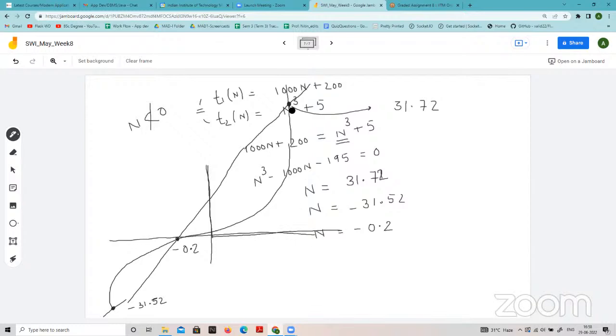All right, and this point, if I try to project it on the x-axis or the n-axis, what would this be? 31.72. So as n cannot be less than 0, this will be n equals 0. So what I can see is my T2 is better than T1 for this range, right?